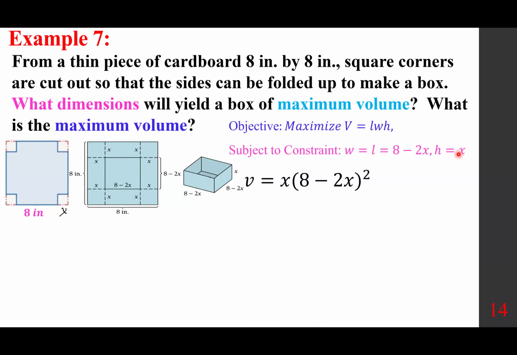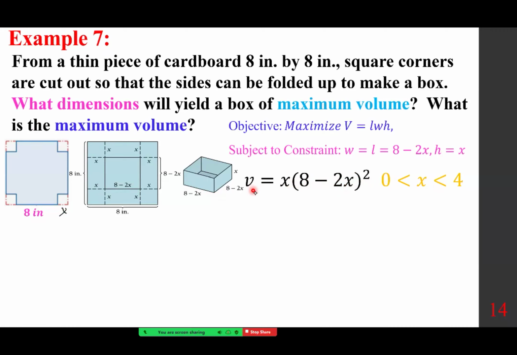Now, restriction on the domain. x must be between 0 and 4. Why is that? First and foremost, you're cutting something, so x can't be 0. Secondly, if you look at this one, if x is 0, the product is 0, the volume is 0. Secondly, x can't be 4. First of all, if you cut this in half, it becomes 4 and 4, you won't have a box. Secondly, if 8 minus 2x equals 0, x becomes 4. When x is 4, the product is 0 and there is no volume.